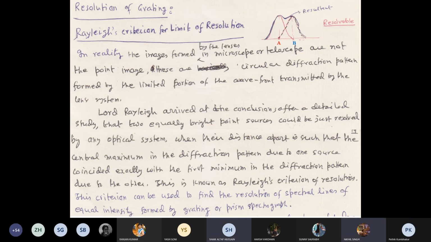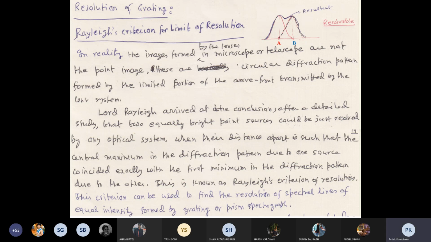Zoom into the object. A large image of the object. A clear image, a distinguishable image. Yeah, that means you want to separate out two closely spaced points with a larger magnification, isn't it? If the objects are very closely spaced, you are not able to see them, so you want them to be magnified and separated out. So that is the thing.